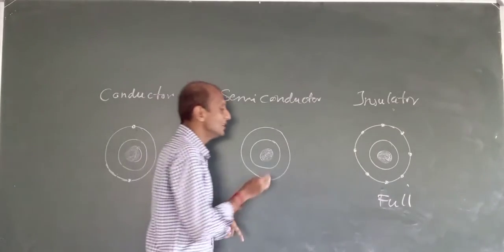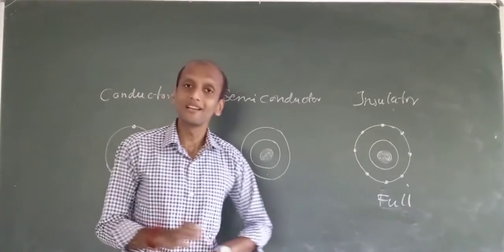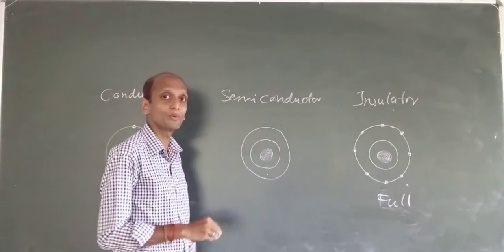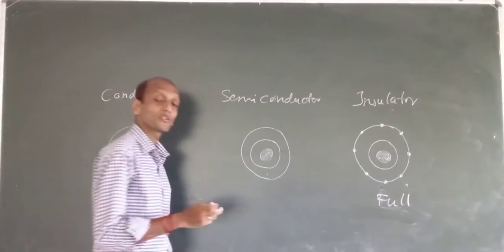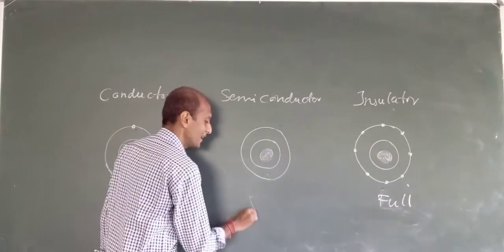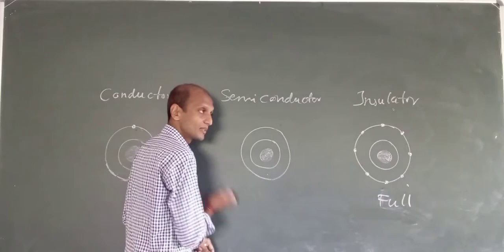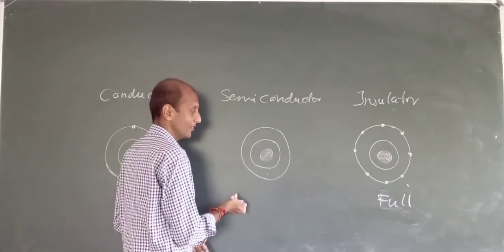Okay, so coming to semiconductor, semi means what? It is half, isn't it? Maximum number of electrons which are possible on the outermost orbit will be what? How many electrons are possible on the outermost orbit? 8 electrons are possible. So now this is a semiconductor. Semiconductor is what? Half of 8 is what?